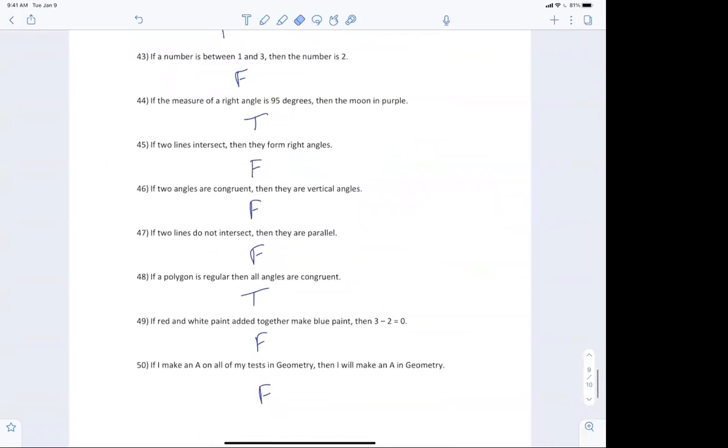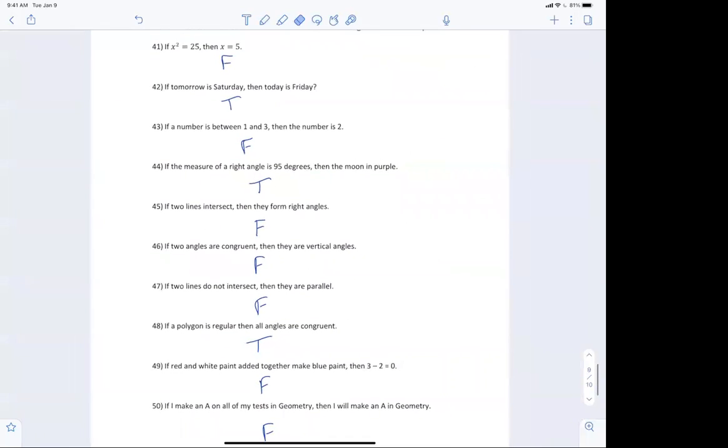41 through 50. Anybody have any issues with those? Maybe 46. Why is that false? Only vertical angles can be congruent. No. You see what I mean? Yeah. Right, they don't have to be vertical to be congruent.